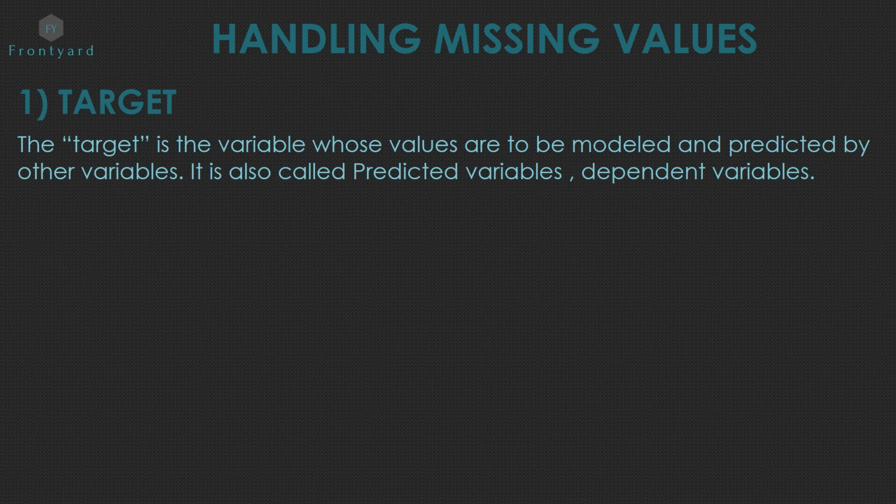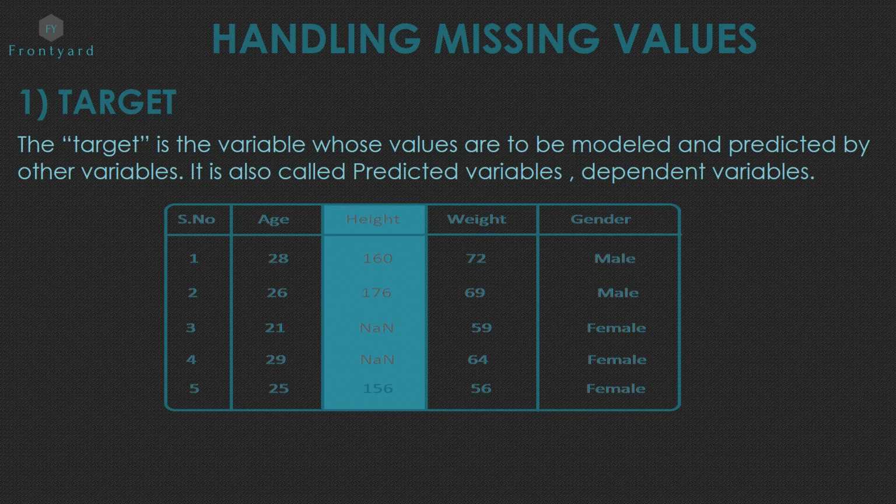But first you need to know what is target and what is feature. The target is the variable whose values are to be modeled and predicted by other values. It is also called the predicted variable or dependent variable. Here you can see height, age, weight, gender. Height is the target. We can use age, weight, gender to predict the value of height.